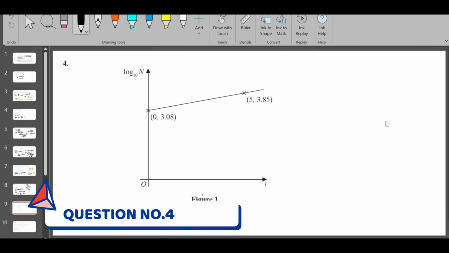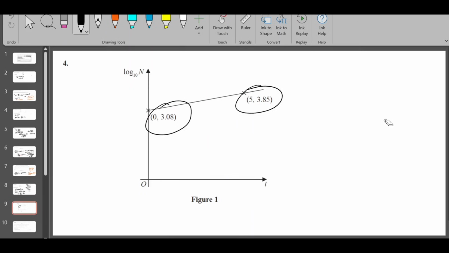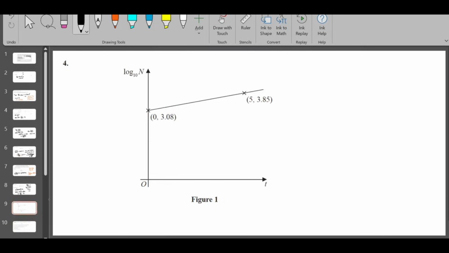Question number 4 now. We have a figure. The x-axis is t, y-axis is log n. We have a straight line and 2 points are given. Okay, let's read the question. The number of subscribers to an online video streaming service n is modeled by the equation n is equal to a b power t, where a and b are constants. t is the number of years since monitoring began. The line in figure 1 shows a linear relationship between t and log n, as you can see here.